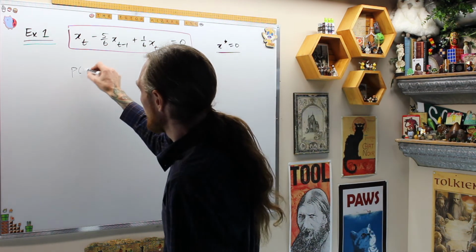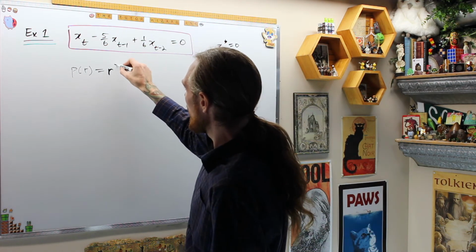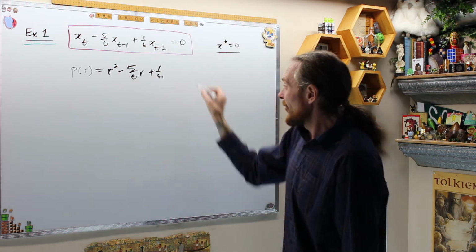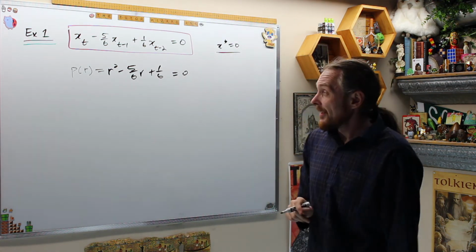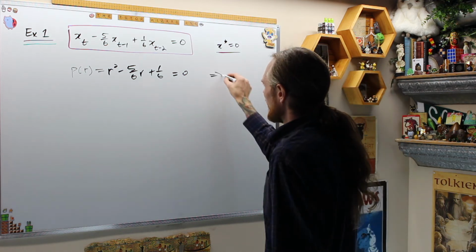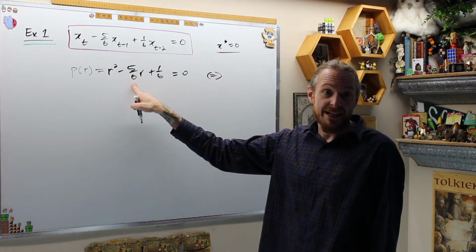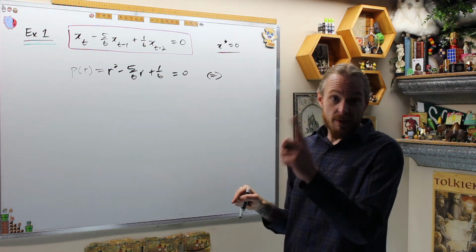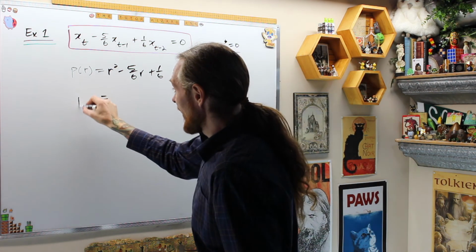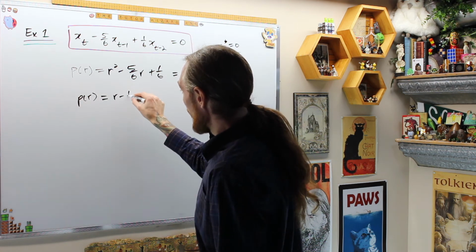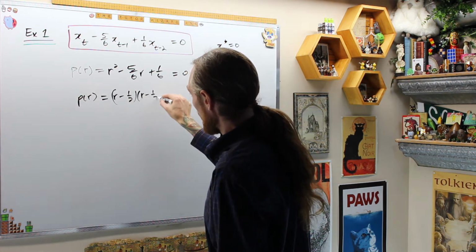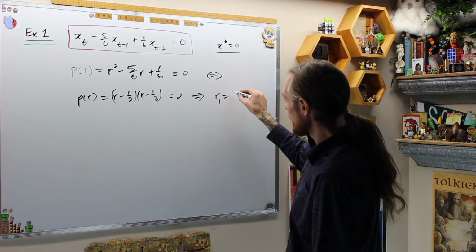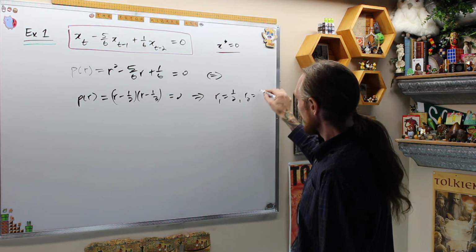So what is our characteristic polynomial? P of R is going to be r squared minus 5 over 6 r plus 1 over 6. And I want to know when does that equal 0. Cleverly, I've already done this because I cooked them up, but this is if and only if what adds to give me negative 5 over 6 and multiplies to give me 1/6: negative 1/2 and negative 1/3. That's correct. So we can factor this as P of R is going to be r minus 1/2 and r minus 1/3 equals 0. So that says our two roots are r1 is 1/2 and r2 is 1/3.